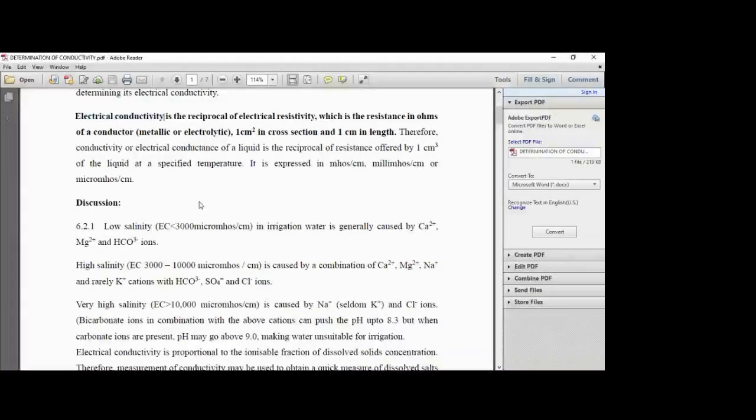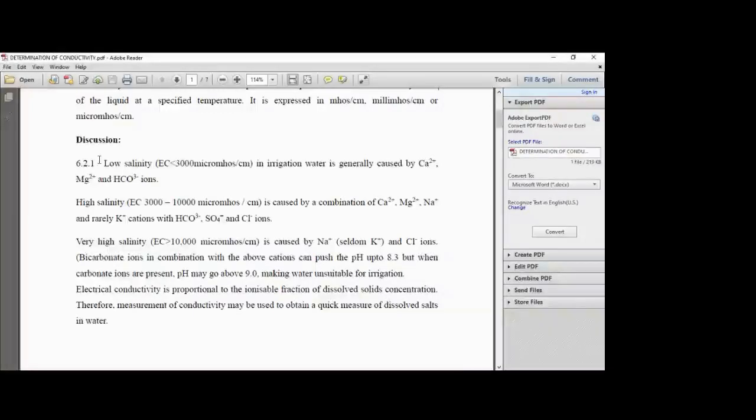But we normally take 100 ml. Normally we say we take a sample between 50 to 100 ml, because we want to dip that particular electrode properly. But the effective use of the sample for giving us the electrical conductivity value is only 1 centimeter cube, right?